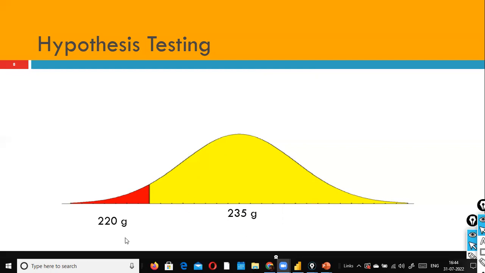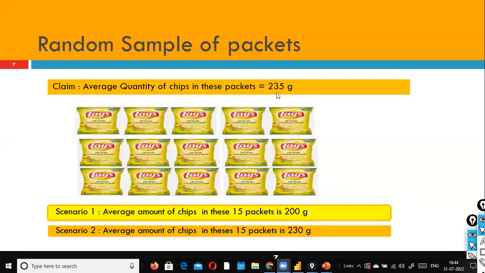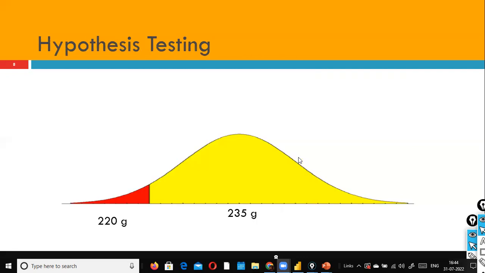So is that okay? 230 gram is somewhat close by. 220 gram, it depends on the company policies. For example, your company is a very reputed one. You don't want to spoil the reputation. And as a quality inspector, you want to pass this test because you don't want to spoil the reputation of the company. If it is 220 gram, you are a little bit liberal now.